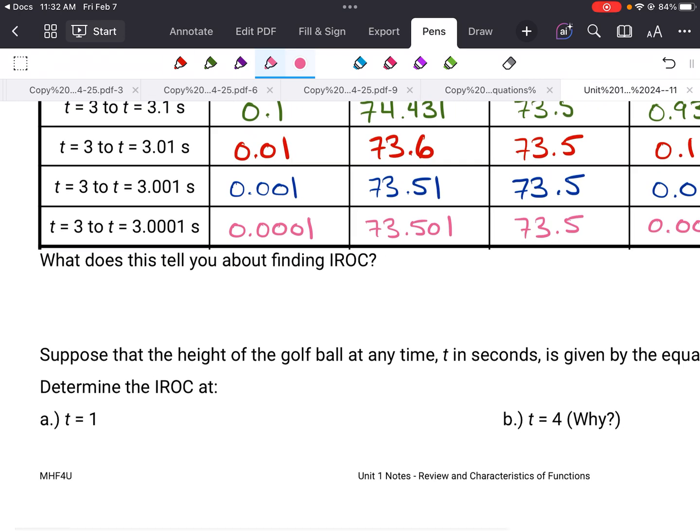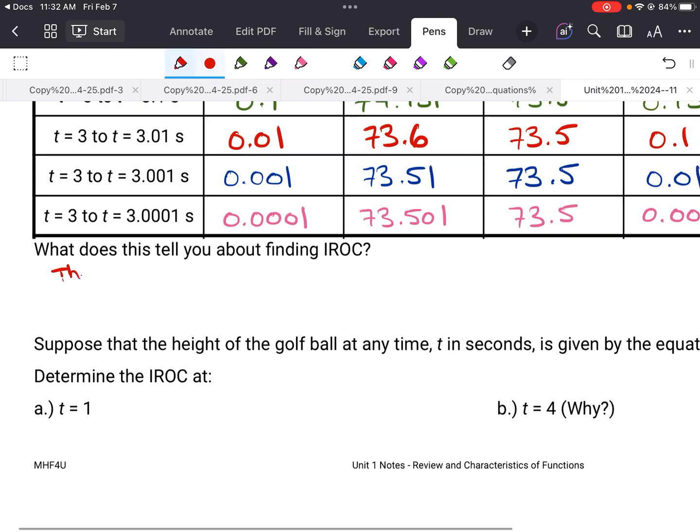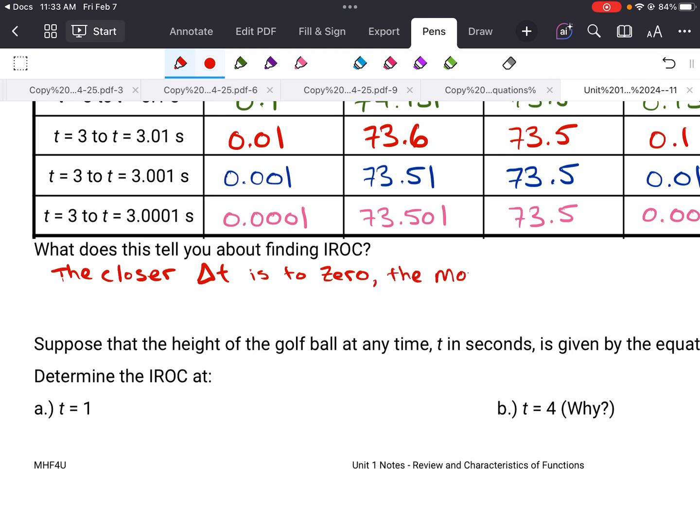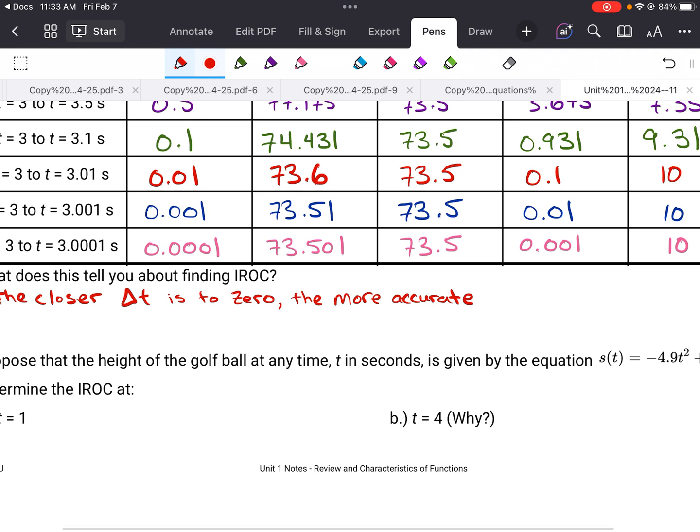But what are we understanding from all of this? The closer the difference of t is to 0, so the smaller it is, the more accurate the solution will be.